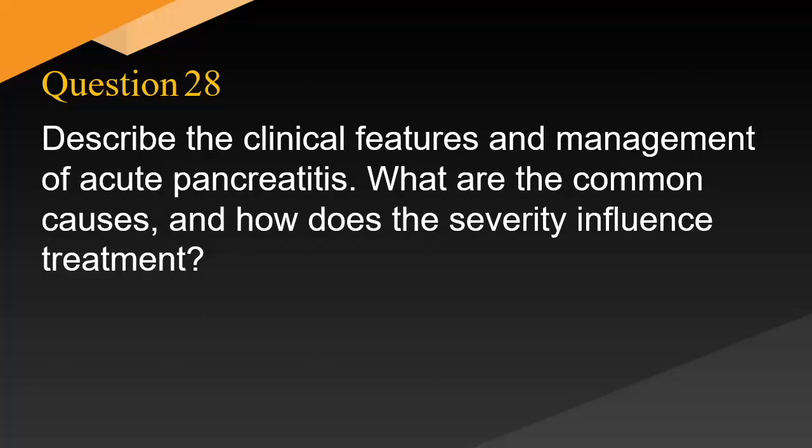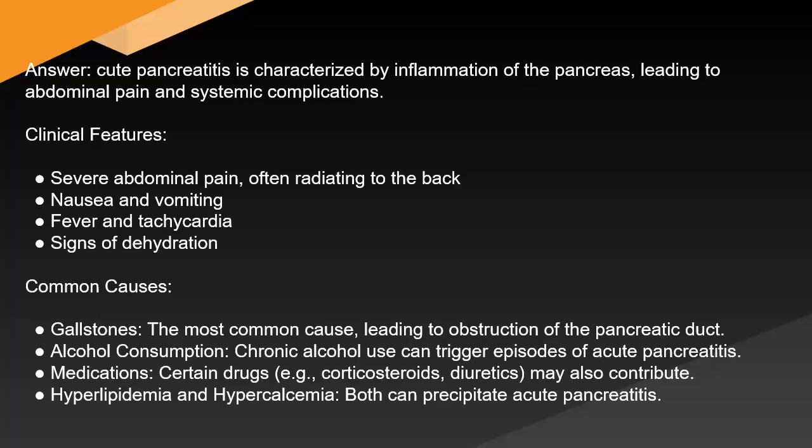Describe the clinical features and management of acute pancreatitis. What are the common causes and how does the severity influence treatments? Answer. Acute pancreatitis is characterized by inflammation of the pancreas leading to abdominal pain and systemic complications. Clinical features: severe abdominal pain often radiating to the back, nausea and vomiting, fever and tachycardia, signs of dehydration.